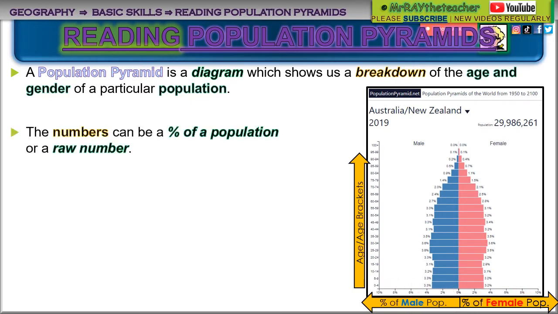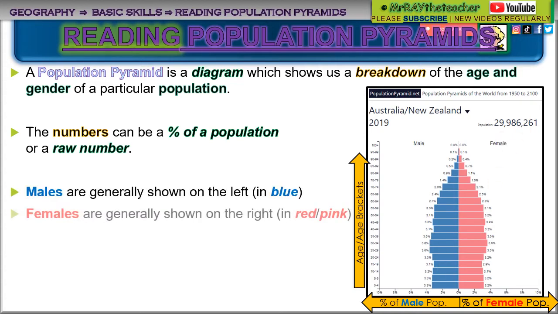And yep, we've got here the numbers can be a percentage of a population or a raw number. Usually though, you will see a percentage. Oh no, no raw numbers here. The raw number only on the population. So to calculate it, just percent that in.